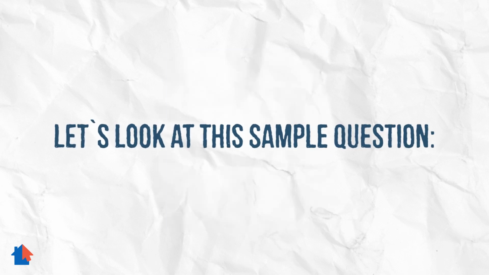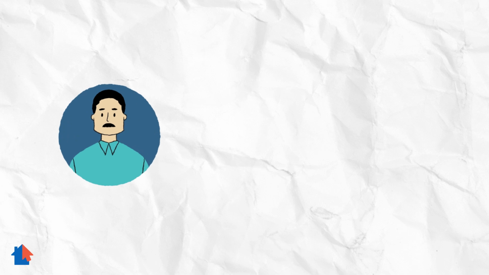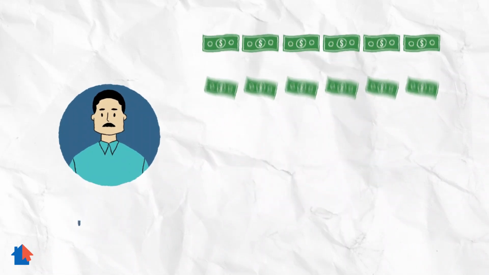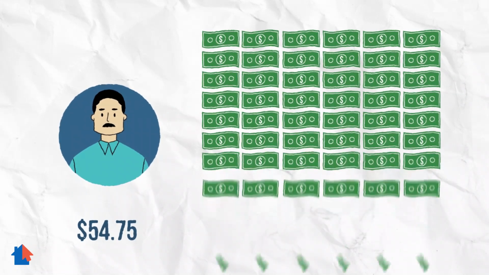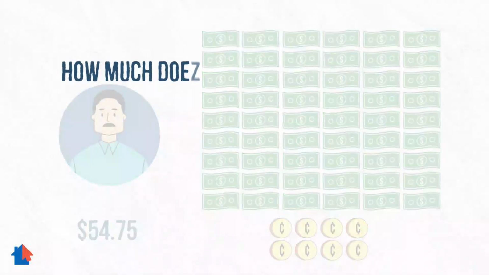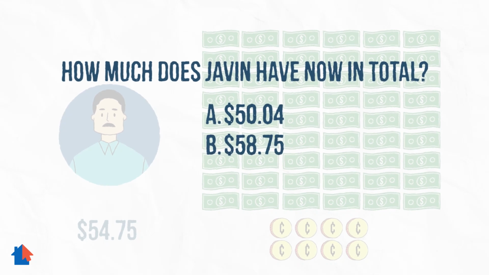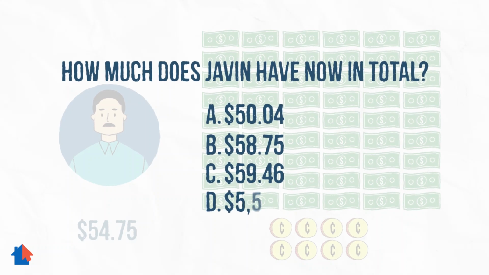Let's look at this sample question. 1. Use your calculator to answer this question. Javin had $4.71 and then earned $54.75. How much does Javin have now in total? A. $50.04, B. $58.75, C. $59.46, D. $5,954.